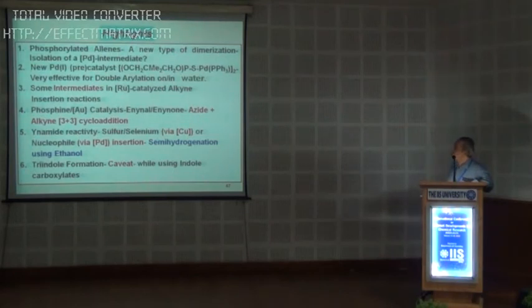So to highlight whatever I have told you so far: phosphorylated allene, some chemistry I have told you about, a new type of dimerization, a new palladium catalyst, whatever you want to call that, very effective for double arylation. And then some intermediates in ruthenium-catalyzed alkyne insertion, and then gold catalysis, enynol, enynone and all that. Azide and alkyne cycloaddition. Okay, and then ynamide reactivity, then semi-hydrogenation using ethanol. And then the triindole formation, which should act as a caveat for people who use indoles as well as palladium catalysis in this case.